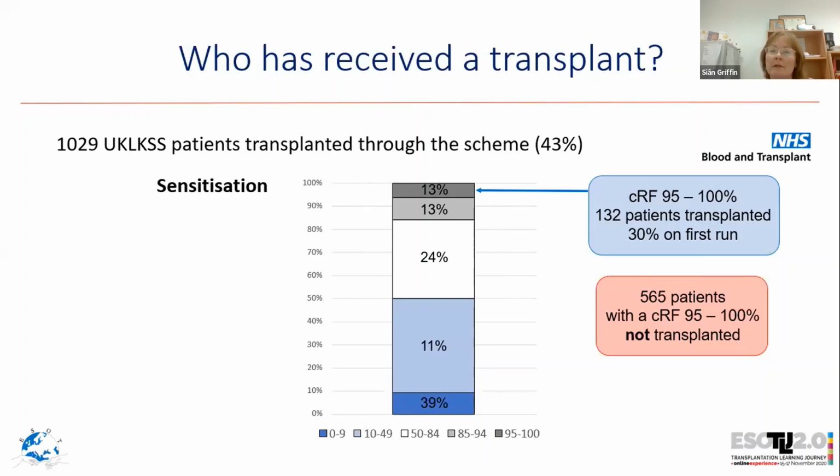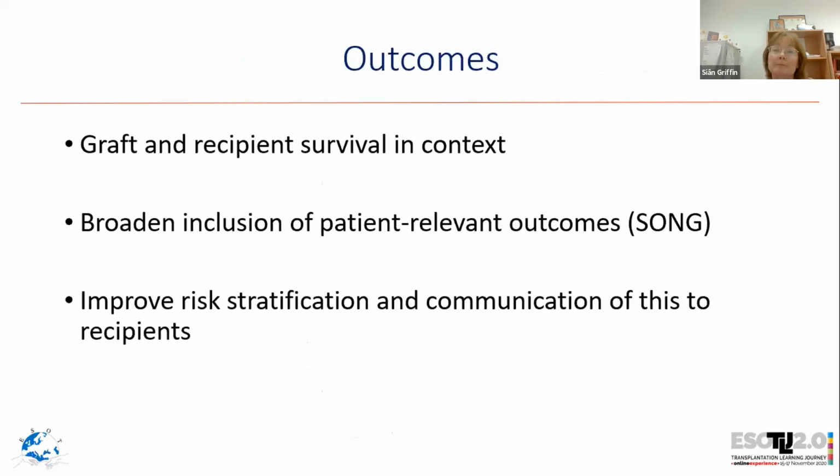And I think I'd like to refer back to the previous speakers and say we need to find a balance between an ideal compatible transplant and accepting a less good outcome, but a preferable outcome to dialysis. And so to summarise my thoughts about this, I think both graft and recipient survival need to be taken in the context of what the alternatives are for those patients.